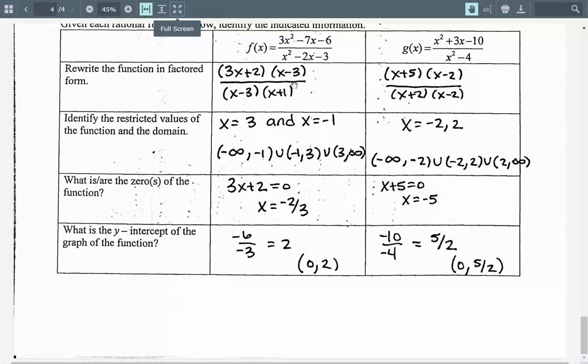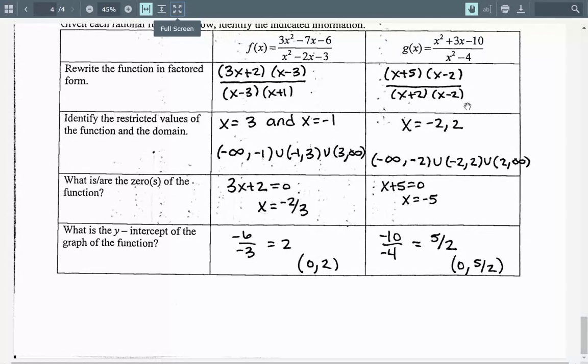For the zero, since x minus 3 cancels out, we set 3x plus 2 equal to 0 and solve, and we get x is equal to negative 2/3. This is our zero. This is where the function crosses the x-axis. For the y-intercept, we take our constants, negative 6 divided by negative 3, which is 2. This graph will cross the y-axis at 2. That's the point (0, 2).